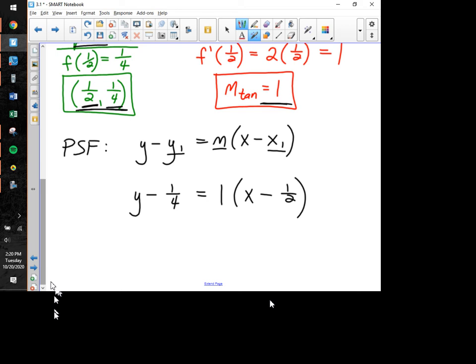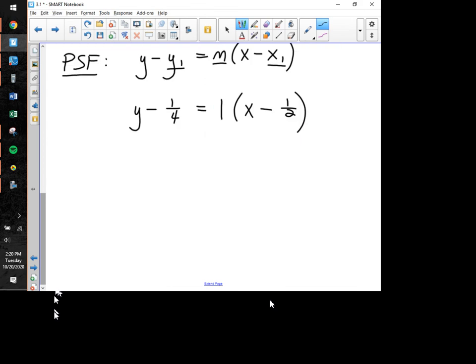Now that said, your book, 99% of the time, wants the answer in slope-intercept form, so I'm going to go ahead and do that real quick. So usually, as I said, point-slope form is the way we start the equation of our line, but then we simplify it to get it into slope-intercept form.